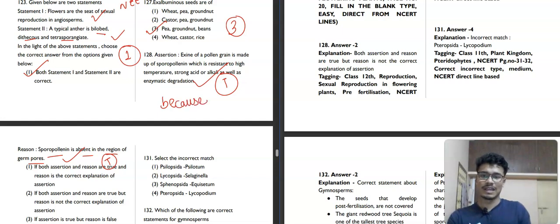Now read. Exine of pollen grain is made up of sporopollenin, which is resistant to high temperature, strong acid, alkali as well as enzymatic degradation, because sporopollenin is absent in the region of germ pore. This is not making any sense, because the reason is not verifying the assertion. That's why the second option will be our correct answer for this question.